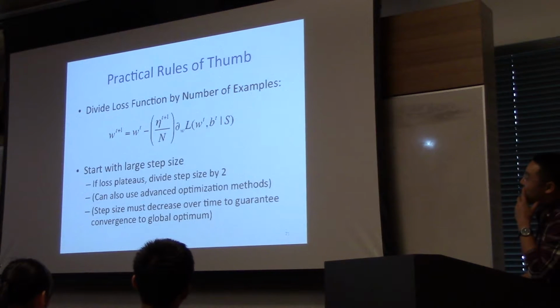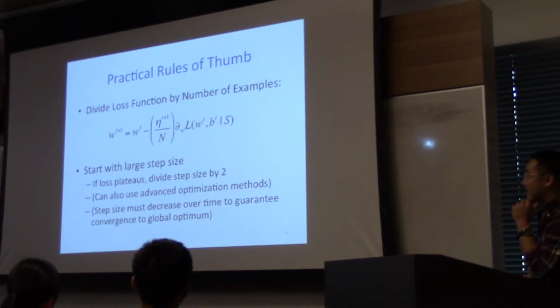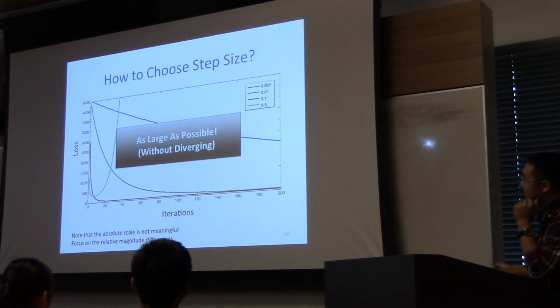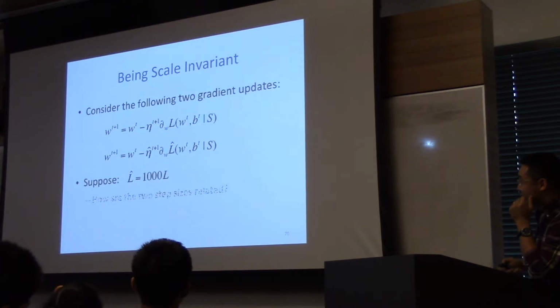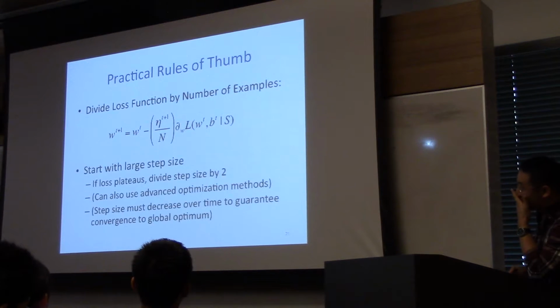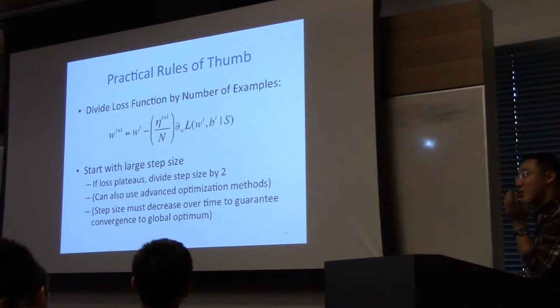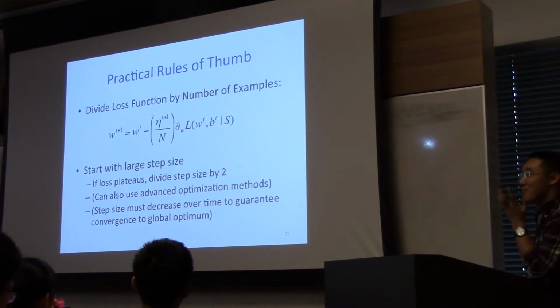And then once you're optimizing, what I like to do is to start with a large step size, right? If you look at this curve, the large step size is actually doing the best until it starts diverging. So you start with a large step size, and as the loss plateaus or starts going up, or doesn't go down anymore, you do something like divide the step size by 2 or by 10.